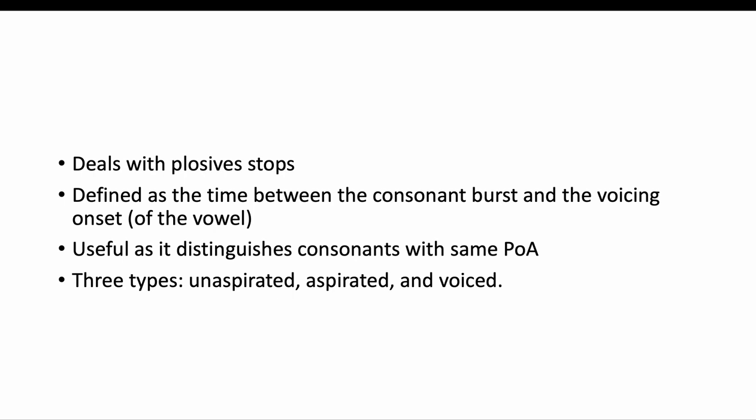There are three types of VOT: the unaspirated, the aspirated, and the voiced. The unaspirated is also sometimes called the tenuis, and the aspirated, the positive, with a positive VOT, and the voiced with a negative VOT. What is categorized as a negative VOT is when the start of the voicing occurs before the release closure. If it occurs after the release closure, it is counted as a positive VOT. And if it's almost the same, it has a VOT of 0. I will now show you some examples to further illustrate this point.